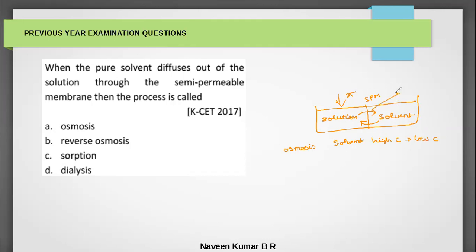So for the osmotic pressure applied, you are going to consider the external pressure, which will be greater than the osmotic pressure. That means it is a reverse osmosis process. Under the normal process, solvent will move from the solvent side to the solution side, whereas here the solvent moves from the solution towards the solvent side. So the external pressure applied should be greater than the osmotic pressure, and the process taking place is reverse osmosis. Hence, the correct answer for the question is option B.